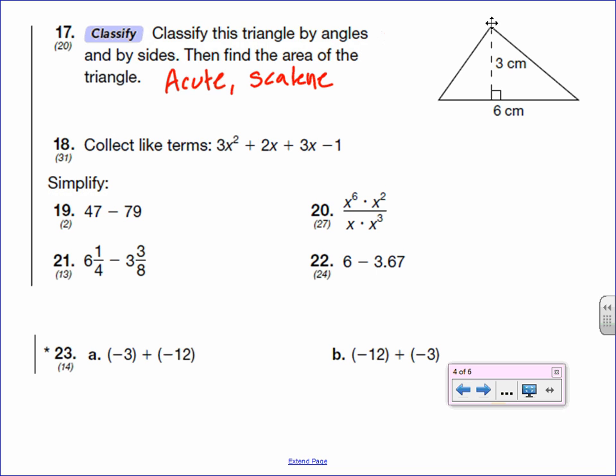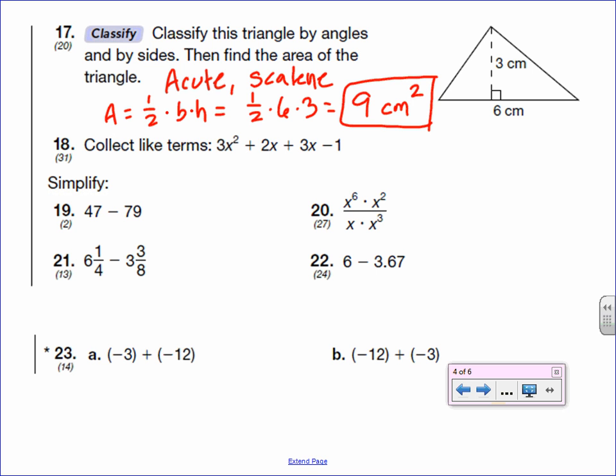And then it asks, find the area of the triangle. Well, the area of a triangle is 1/2 the base times the height. So 1/2, 6 is the base, 3 is the height. 1/2 of 6 is 3, 3 times 3 is 9, and then the area comes from centimeters, and then squared since it's area.